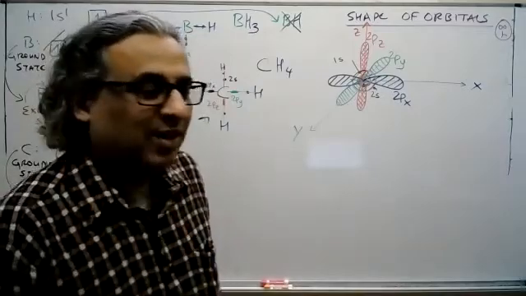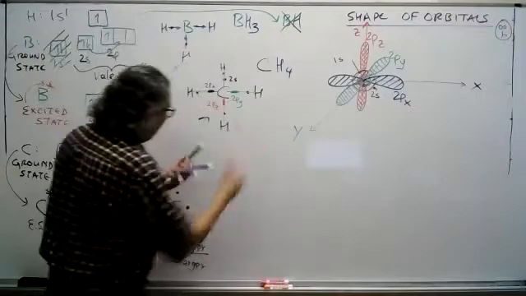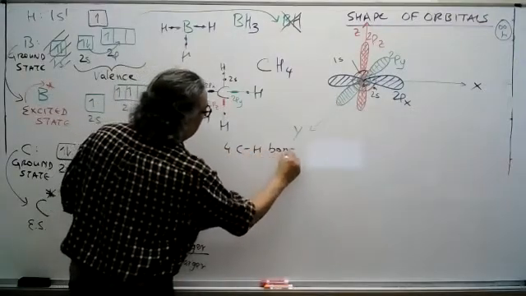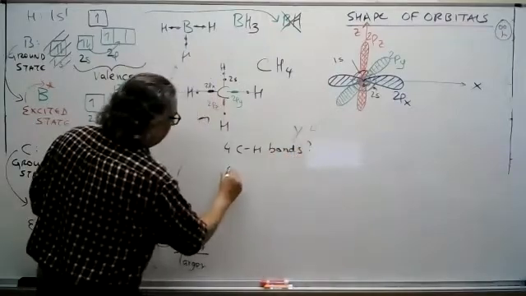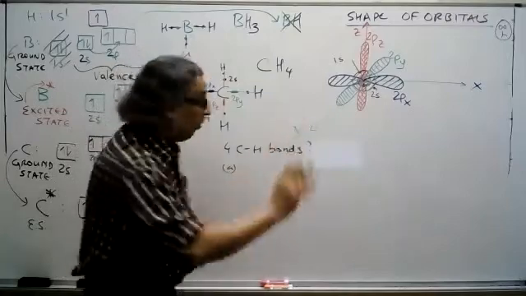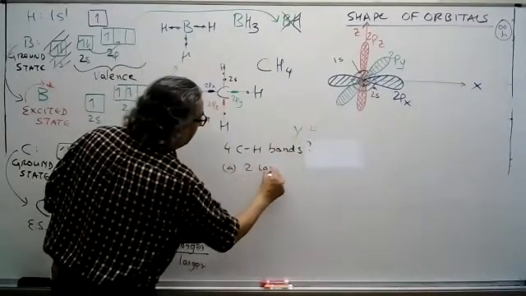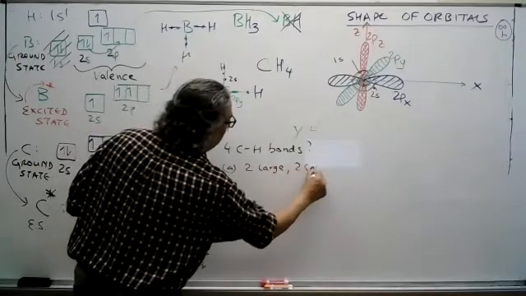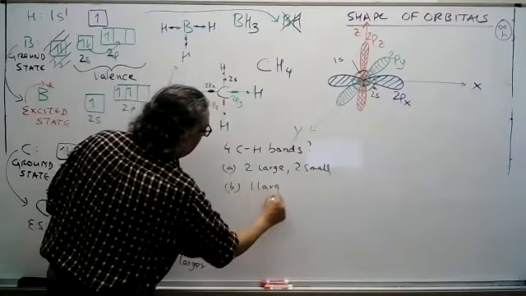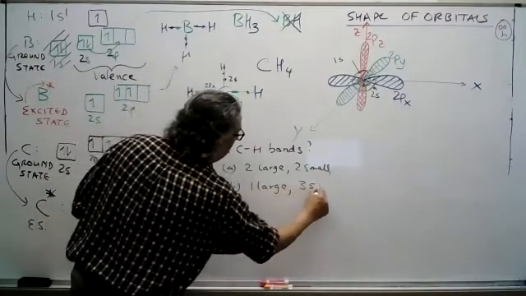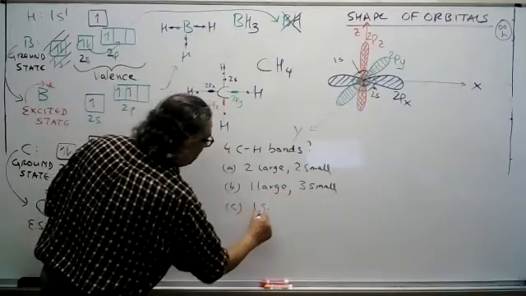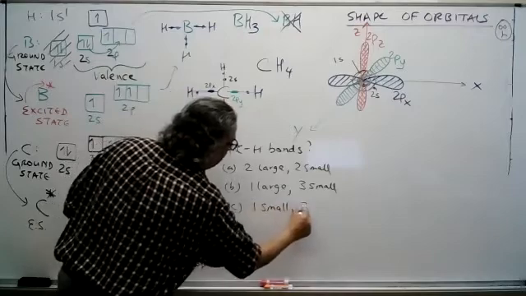Or 1 small, 3 large. So the answer is about the 4 CH bonds. Question answer A. I'm not going to put the right answer. You know that these are wrong answers. A, 2 large, 2 small. B, 1 large, 3 small. Or C, 1 small, 3 large.